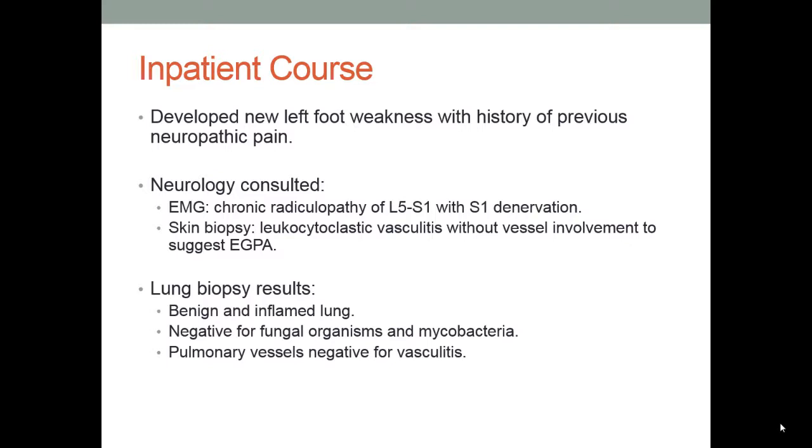Lung biopsy results returned, showed a benign inflamed lung, negative for infection, and pulmonary vessels negative for vasculitis. So at this point, there was some concern for an underlying vasculitic component or rheumatological components, but they weren't sure what, so they consulted neurosurgery for a nerve and muscle biopsy.